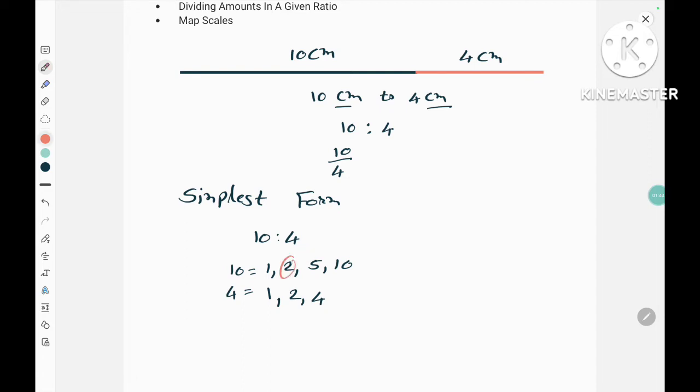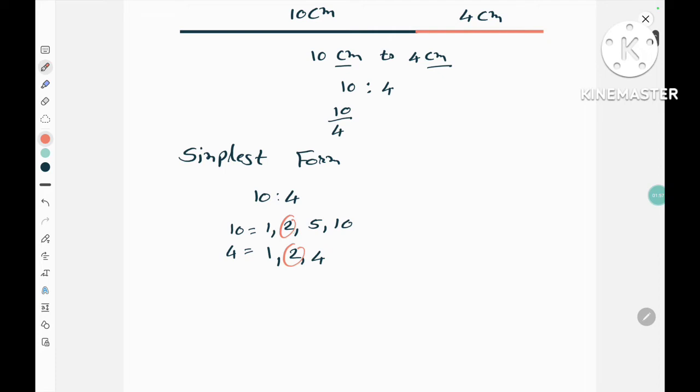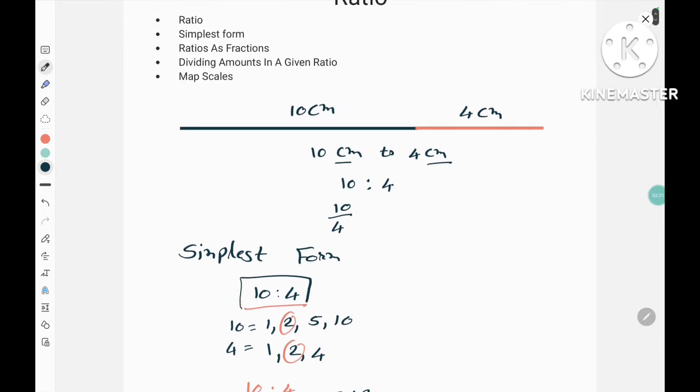So what is the common factor? 2 is a common factor, and of course 1 is a common factor too, but when we are finding the simplest form we do not use 1, because if we divide any number by 1 it gives us the number itself. So we avoid it. So the common factor is 2. We divide both parts of the ratio, 10 and 4, by the common factor 2. 10 divided by 2 gives us 5 and 4 divided by 2 gives us 2. So 5 to 2 is the simplest form of the ratio 10 to 4.